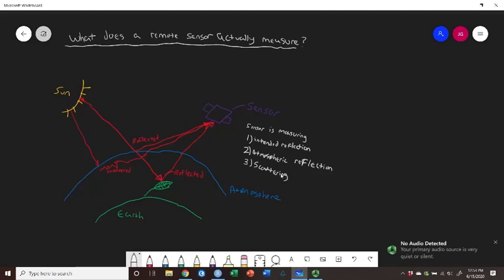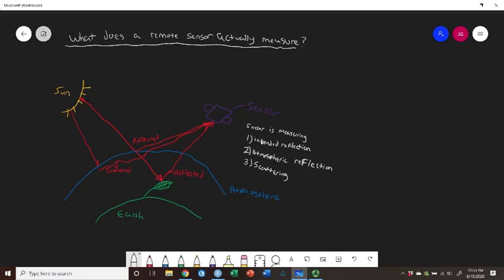And the scattering is the radiation that wasn't even part of what we're interested in. It was just this part right here. It was going somewhere else, and because of the atmosphere, it managed to be scattered and hit the sensor. So this is what the sensor is measuring.